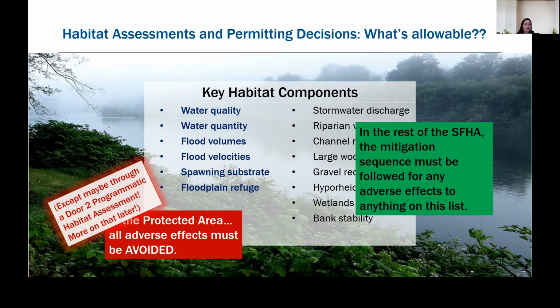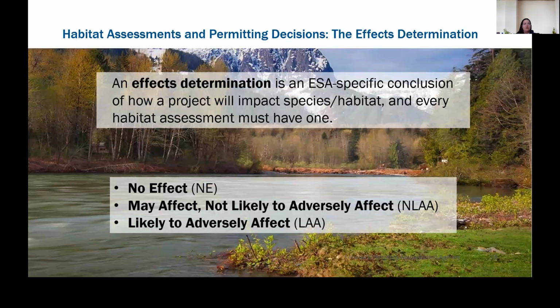Again, just a little bit of a hook here: if your community goes the programmatic habitat assessment route, there may be room for mitigating effects. We'll talk about that in the next module. So the other important thing that needs to be in these habitat assessments is something called an effects determination. It's an ESA specific conclusion regarding how a project will impact species and habitat. And it's really just an important thing to be in there because that is kind of like the overall conclusion of impacts from an ESA perspective.